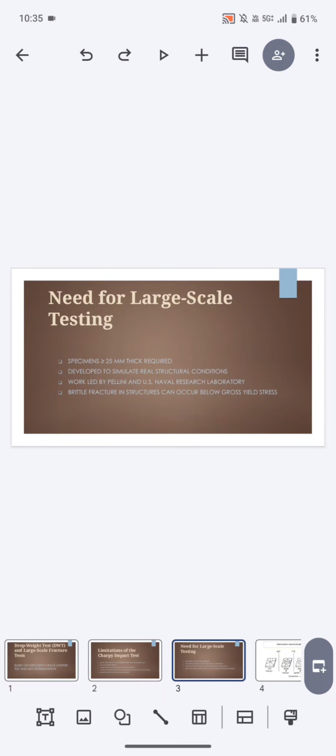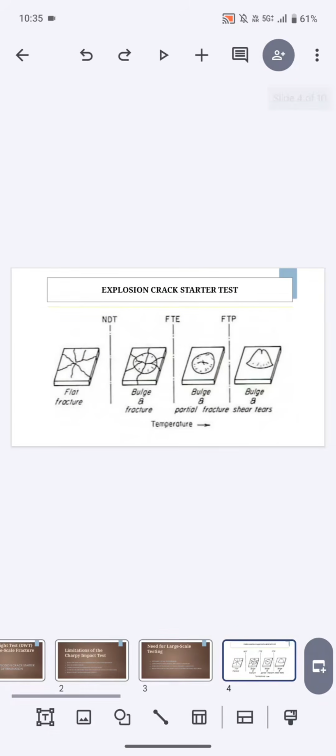Specimen thickness greater than 25 mm is required. Developed to simulate real structural conditions, work led by Pellini and the US Naval Research Laboratory. Brittle fracture in structures can occur below the yield stress. The next slide is the diagram of this explosion crack starter test.